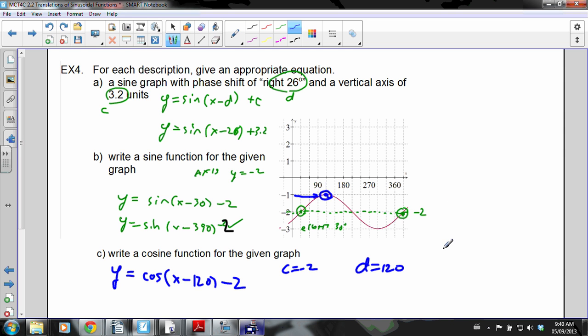And I think that's it. Notice that one way to check these is to graph that and see if it matches that graph. On like a graphing calculator, I mean. Okay? Done.